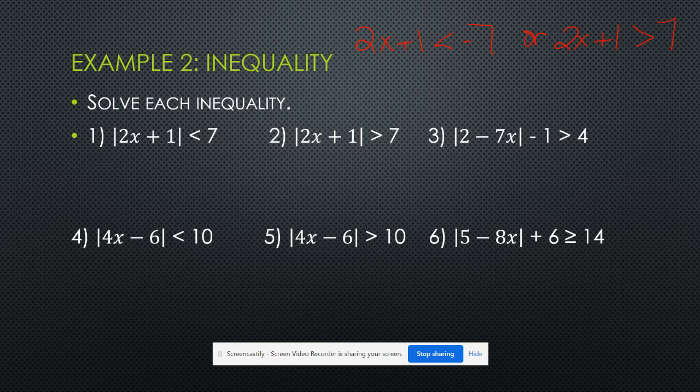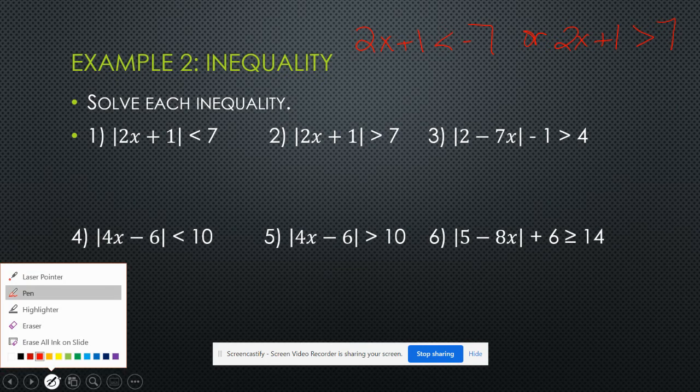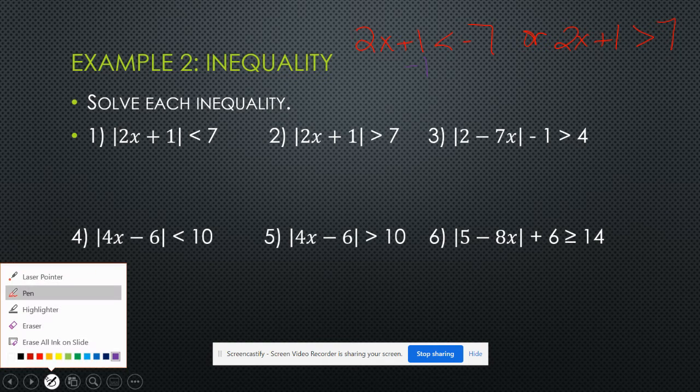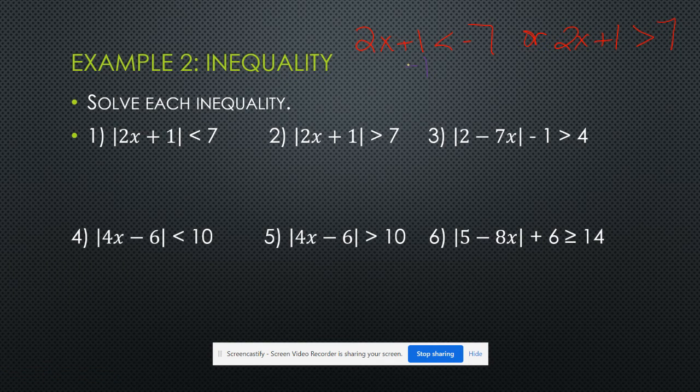Now I wrote the OR in the middle. So to solve over here on the left, we're going to start with subtracting 1. So 2x adds to 0 is less than -8. Divide both sides by 2, and x is less than -4.